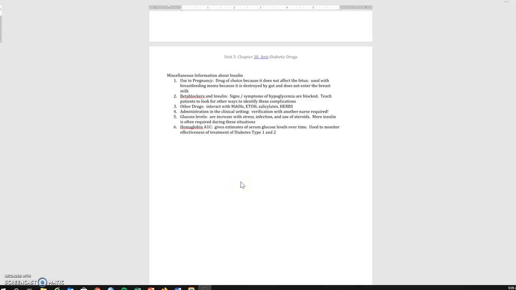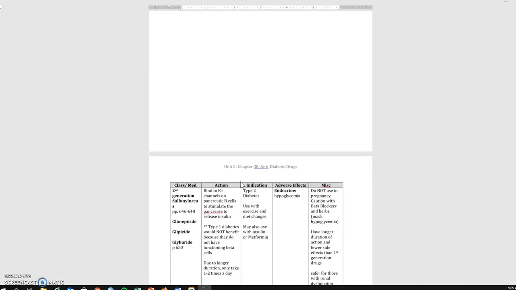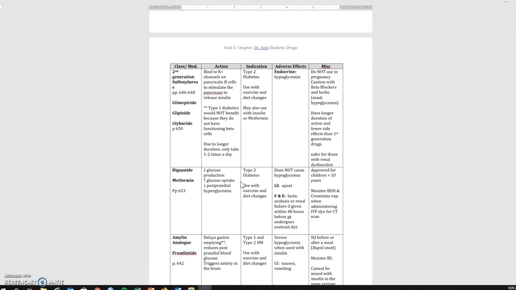The hemoglobin A1C is the lab test that estimates serum glucose levels over time, usually over a 3-month period, and it is used to monitor the effectiveness of the treatment of type 1 and type 2 diabetes. The oral and sub-Q drugs that are used to manage individuals with type 2 diabetes are the last ones that we'll talk about.